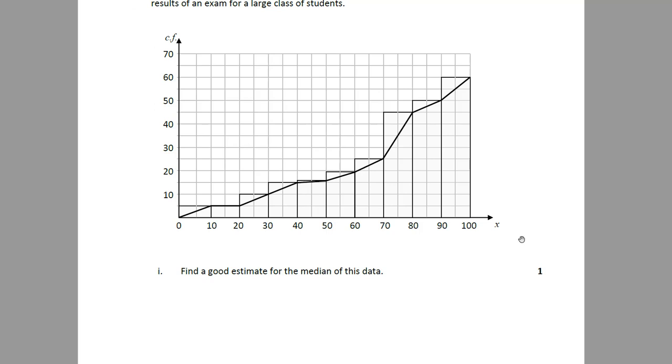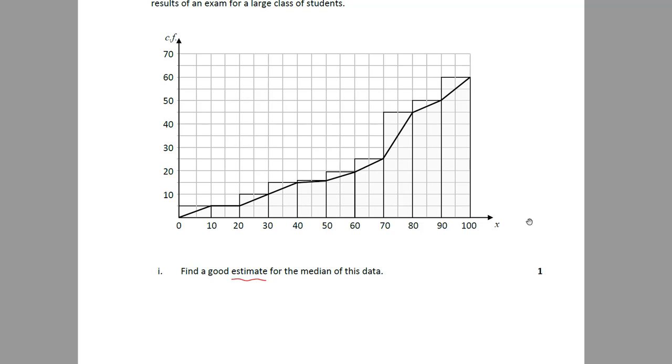Now it says to find a good estimate for the median of the data. It doesn't ask us to find a poor estimate. You word things weird. But it's definitely an estimate because, let's look. There were 5 results between 0 and 10. What were they? I don't know. Maybe they were all 2s. I just don't know. So it's going to be an estimate. We don't have all the data. But that's the nature of the beast. We're going to find an estimate for the median.